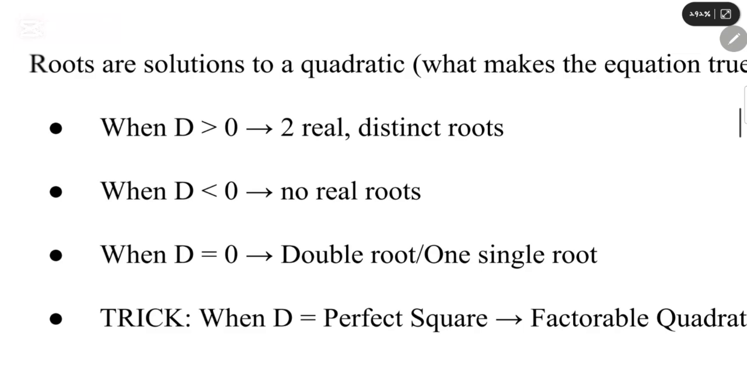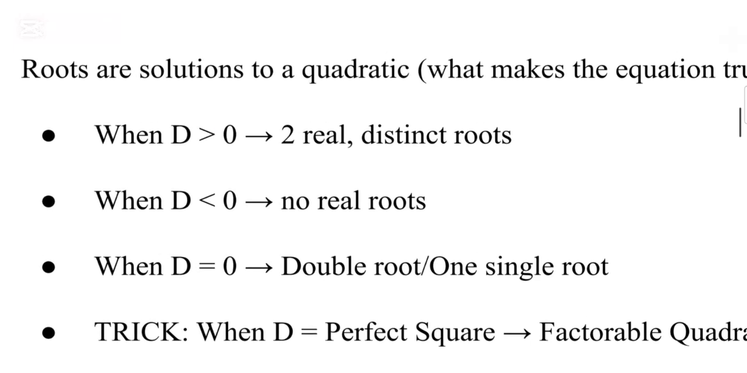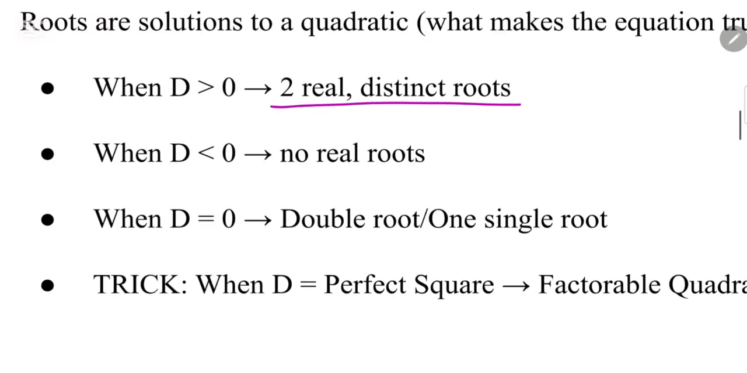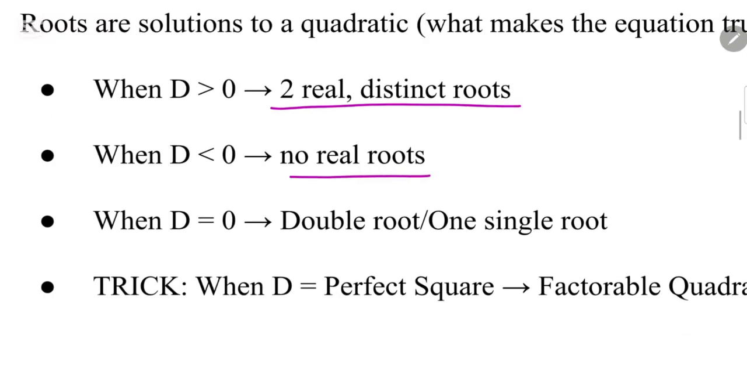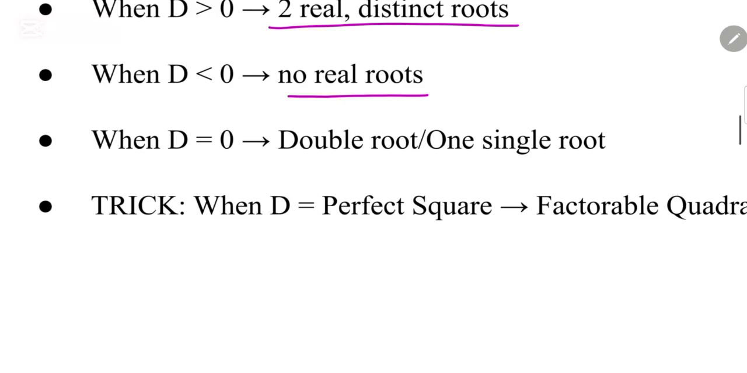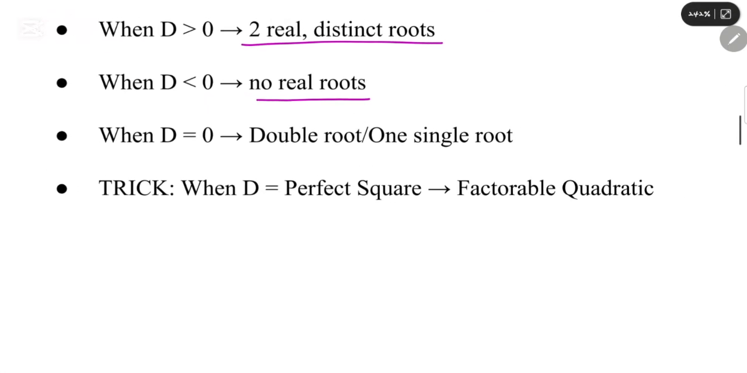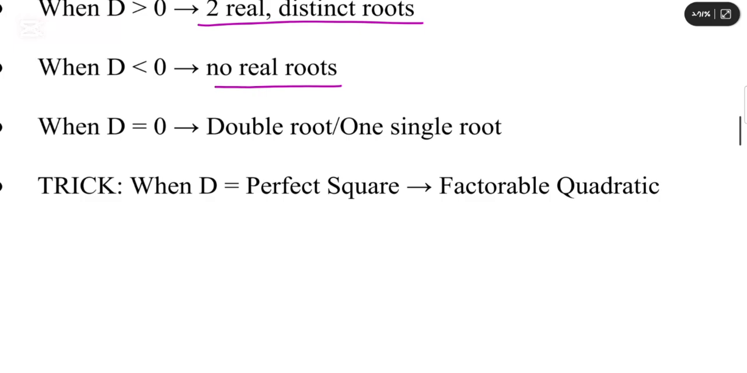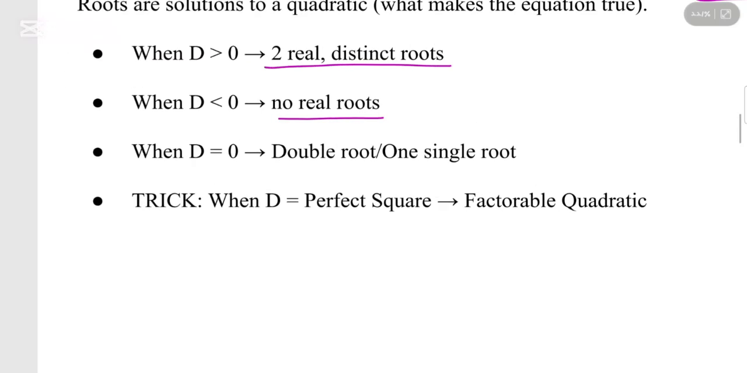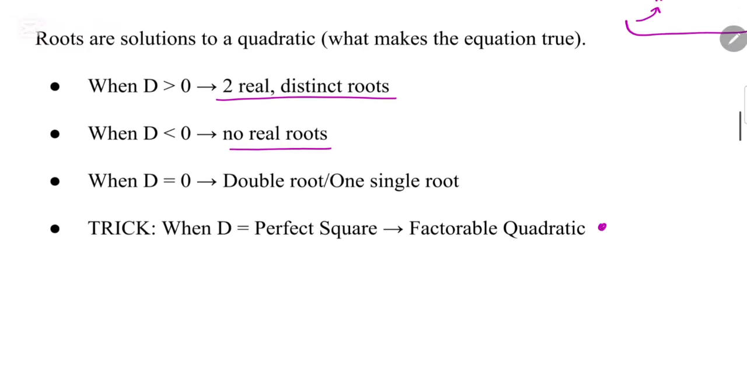Okay, so when our discriminant is bigger than 0, it means that there are two real distinct roots. When the discriminant is smaller than 0, that means there are no real roots. And when the discriminant is equal to 0, that means there is one single root, or a double root. It's the same thing, right? A trick for when you're factoring is that if your discriminant is a perfect square, that means that the quadratic is factorable.